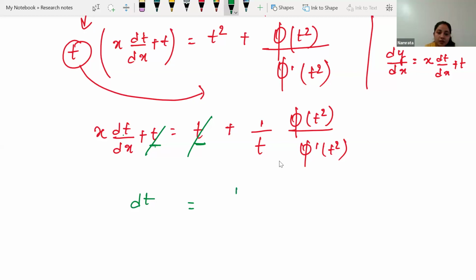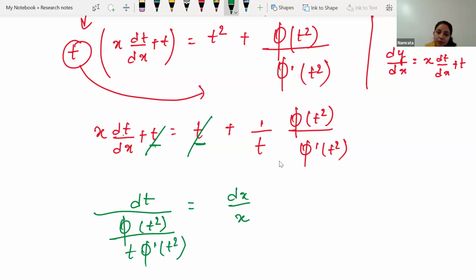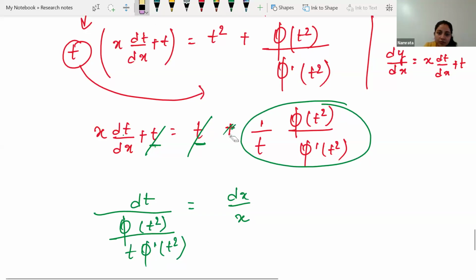Okay, dx by x I am going to transfer to other side, and on the other side this 1 by t, this one I am going to write over here by phi of t square over t into y dash t square. Are you getting it? I have taken everything from here. Nothing is there. Okay, forget about this plus sign and t. Let me wipe it if it is creating confusion.